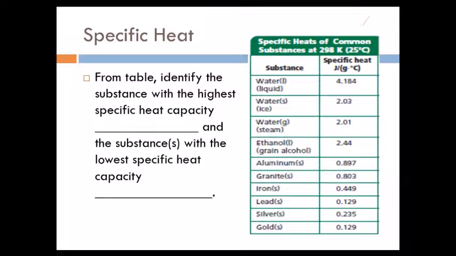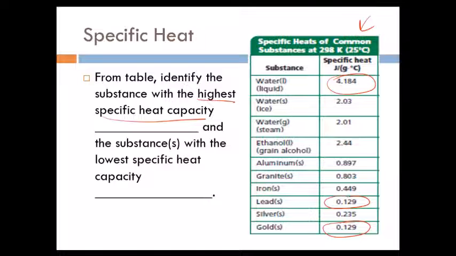Now from the table, and this table's in the notes, you can always refer to it to have the specific heats, because of course we'd never expect you to memorize them, but you might have to look these up on a table if it's not provided in the problem. But most of the time it is provided in the problem. Identify the substance with the highest specific heat capacity. Well, that's of course liquid water right here. And then, of course, the lowest is going to be lead. That's 0.129. Also gold here, same value.